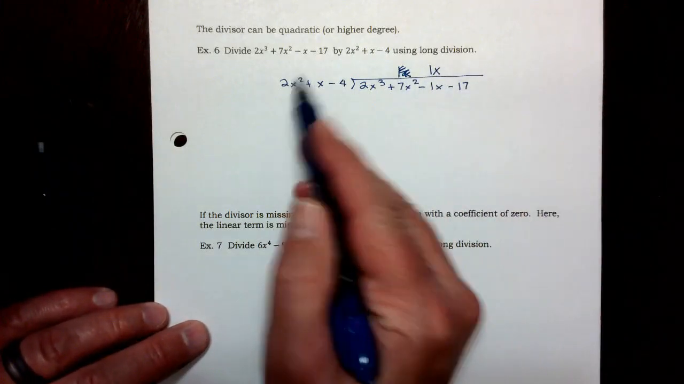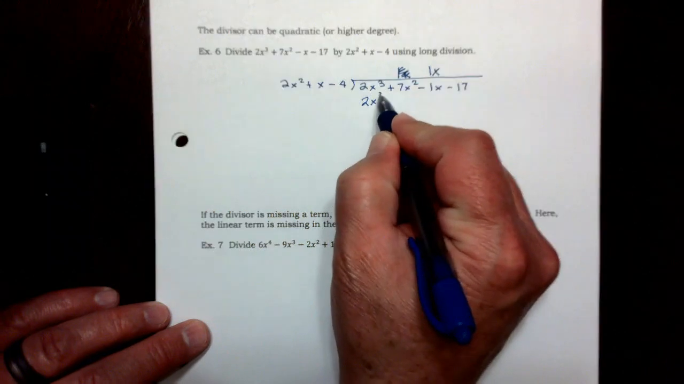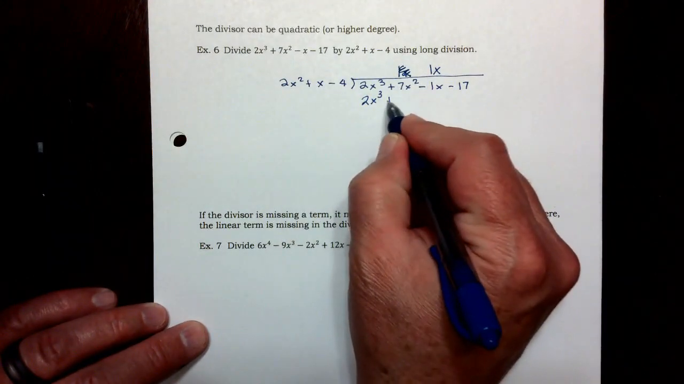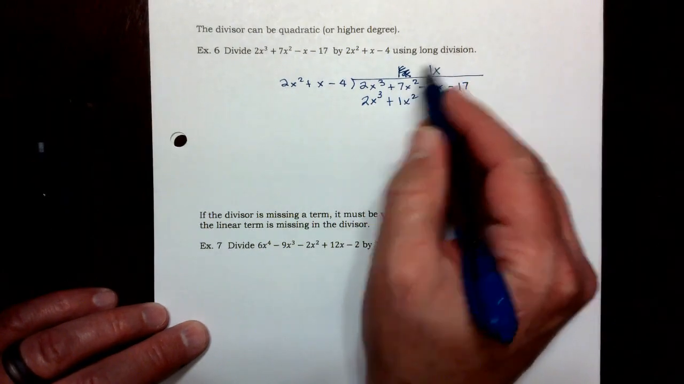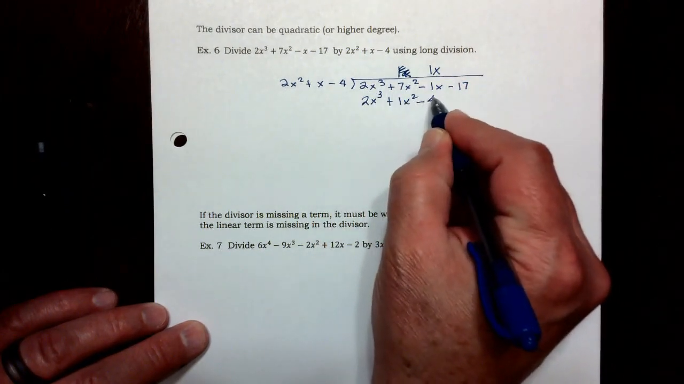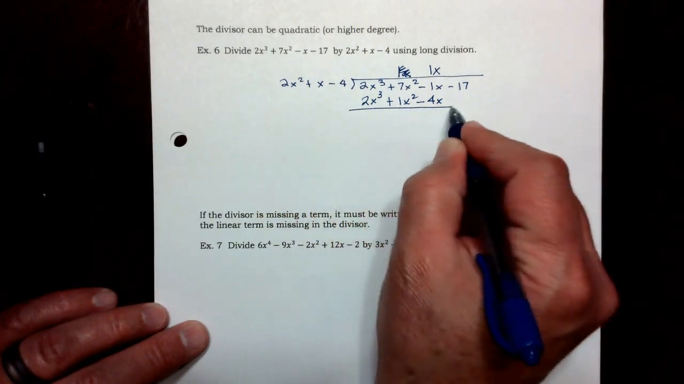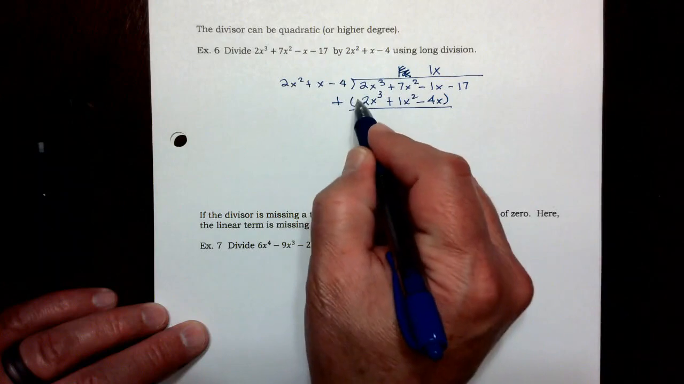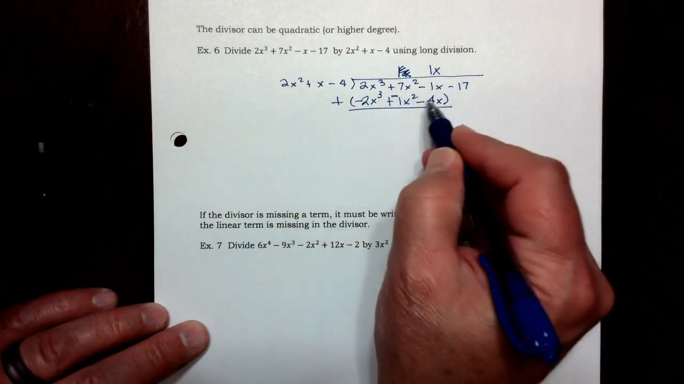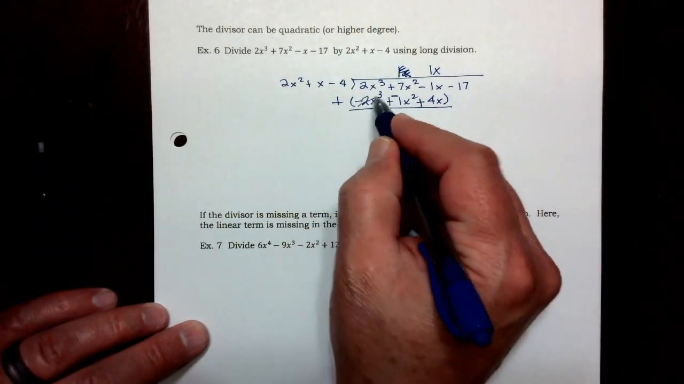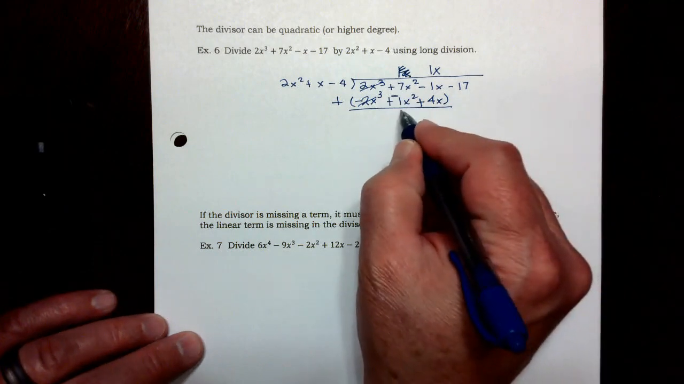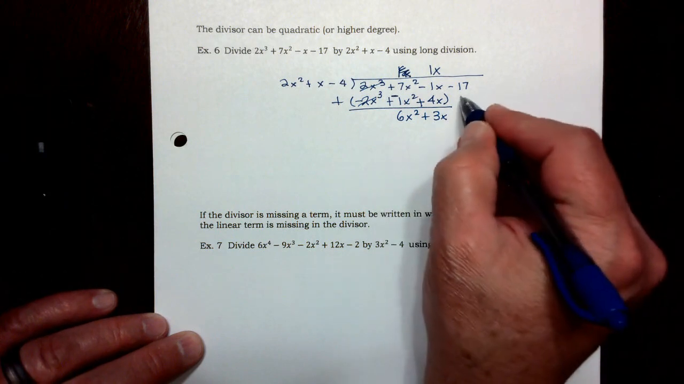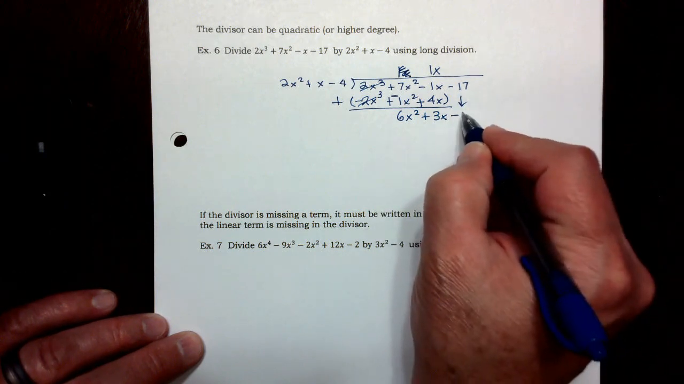So 1x times 2x squared is 2x cubed. We succeeded. We wanted these to match. And 1x times x is 1x squared. 1x times negative 4 is negative 4x, and we'll be subtracting this expression. Add the opposite instead, and these cancel like expected. So now I have 6x squared plus 3x, and I bring down the next part of the problem.